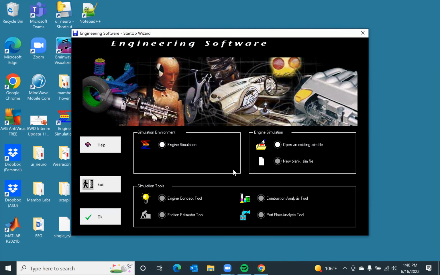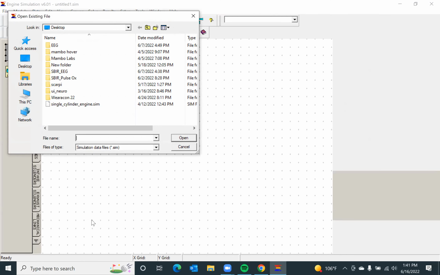Now, here you have a lot of options. You can start with a blank file. You can start with the concept tool. You can start with the friction estimator tool. You can start with the port flow analysis. You can do combustion analysis. But I'm going to just work out a very simple problem, so I would start with engine simulation. And I have already created a file.